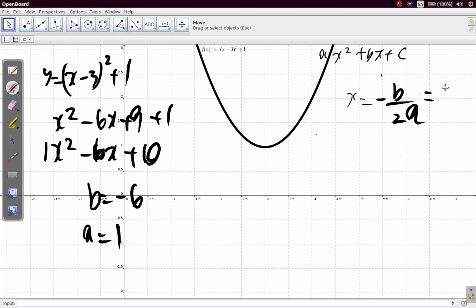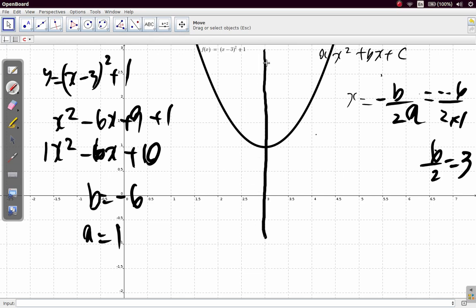So what we have is minus negative 6 over 2 times 1, which is 6 over 2, which is 3. So the axis of symmetry remains at 3, meaning 3 goes halfway down the curve. So the left and the right look like reflections of each other. So the axis of symmetry is really the mirror line of this curve. Alright? So you can see that. The axis of symmetry is really the mirror line.